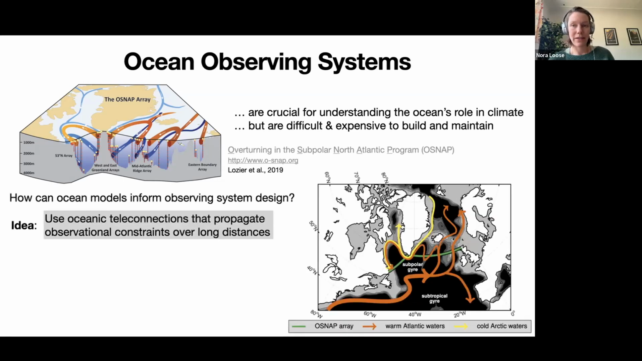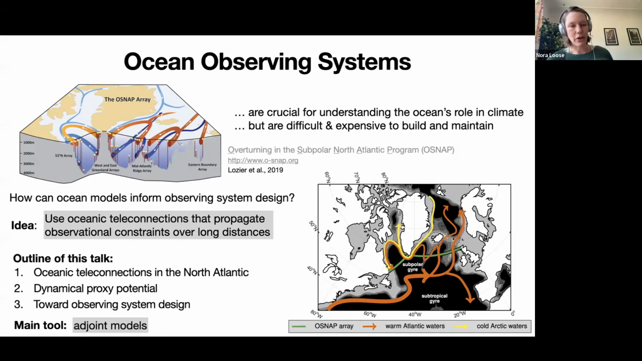So in this talk, I want to discuss one way in which ocean models can inform effective observing system design. And the overarching idea is simple. We want to take advantage of oceanic teleconnections that propagate observational constraints over long distances. And in this talk, I will use examples from the North Atlantic. But yeah, I would be excited to talk about the Southern Ocean with you guys in the discussion session afterwards.